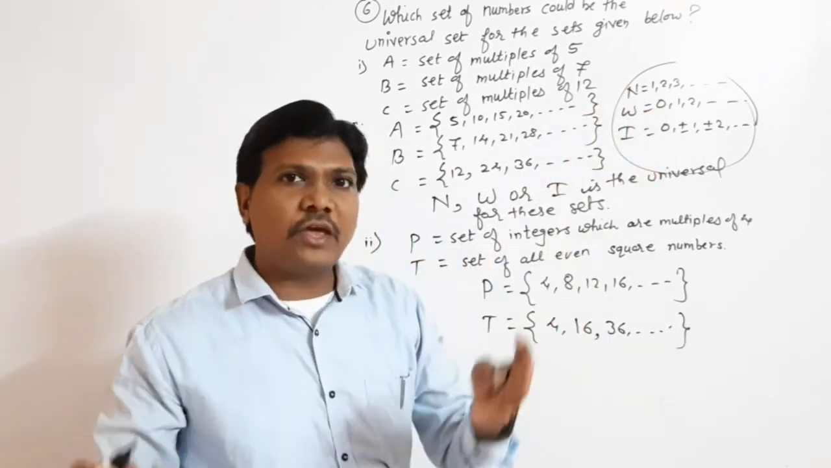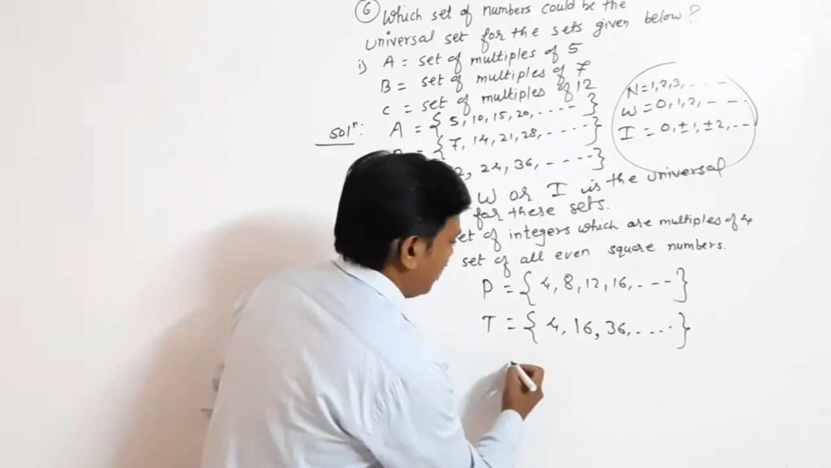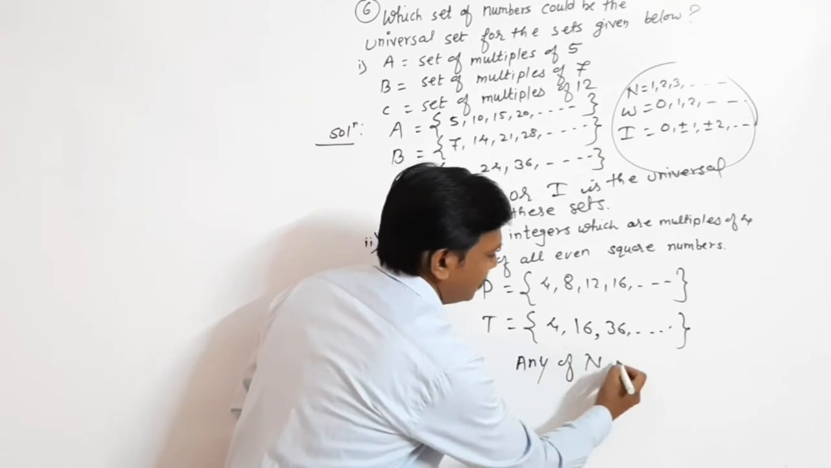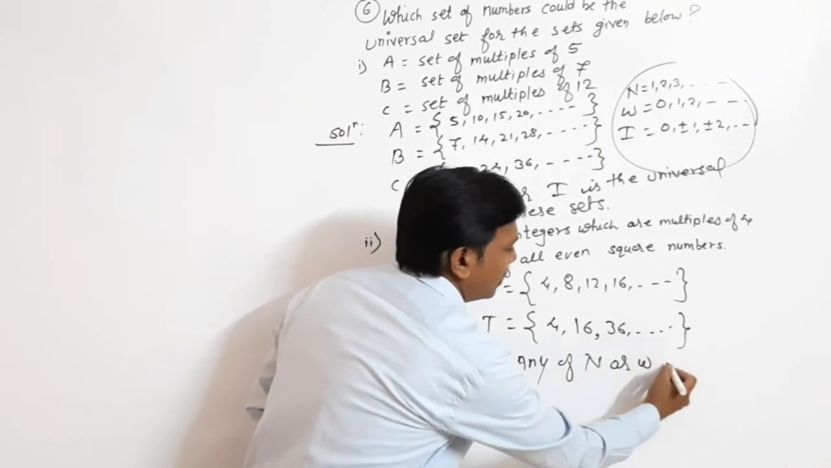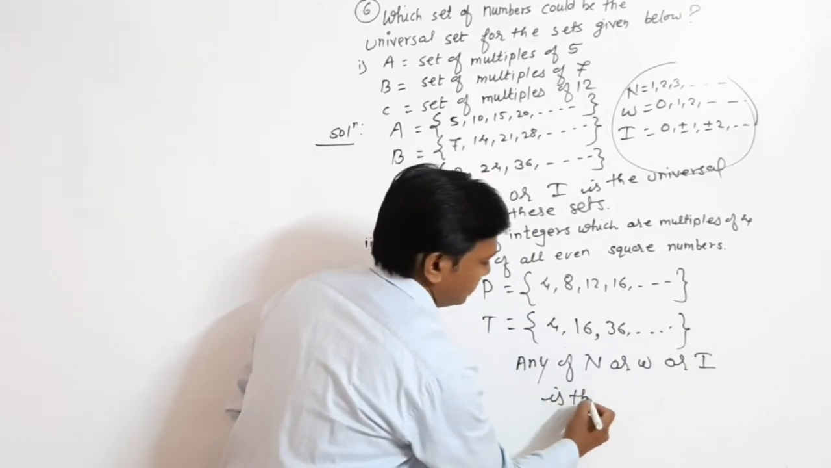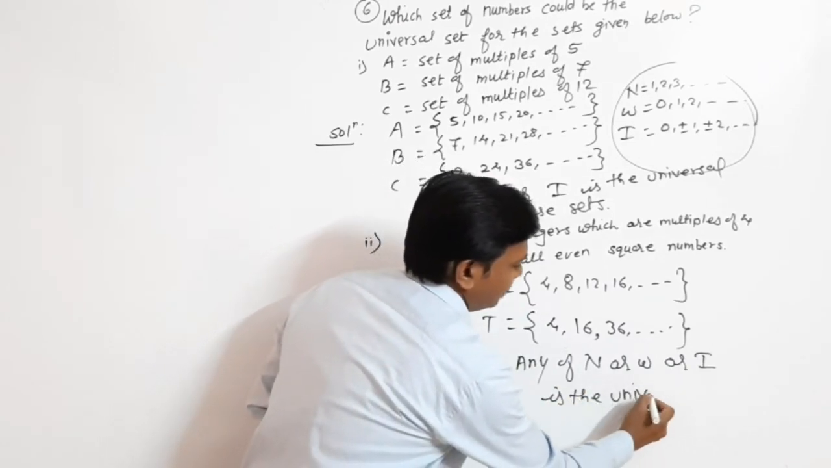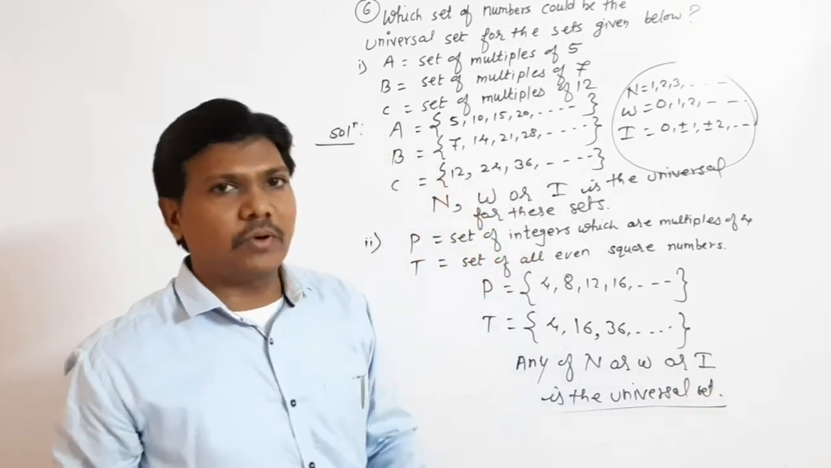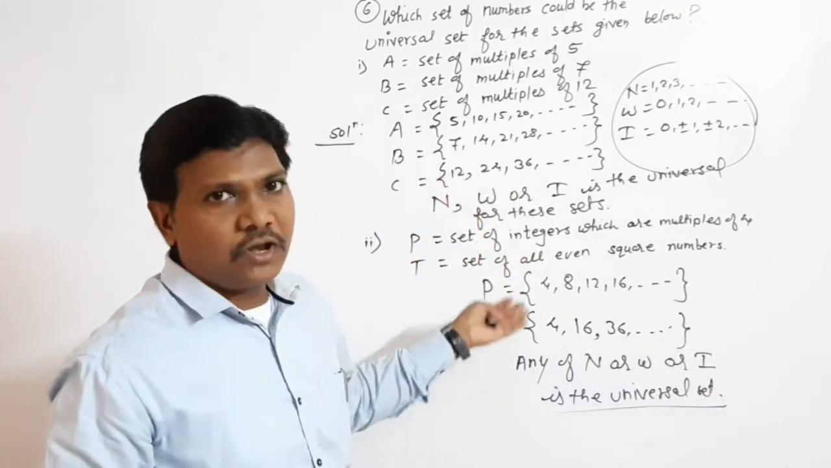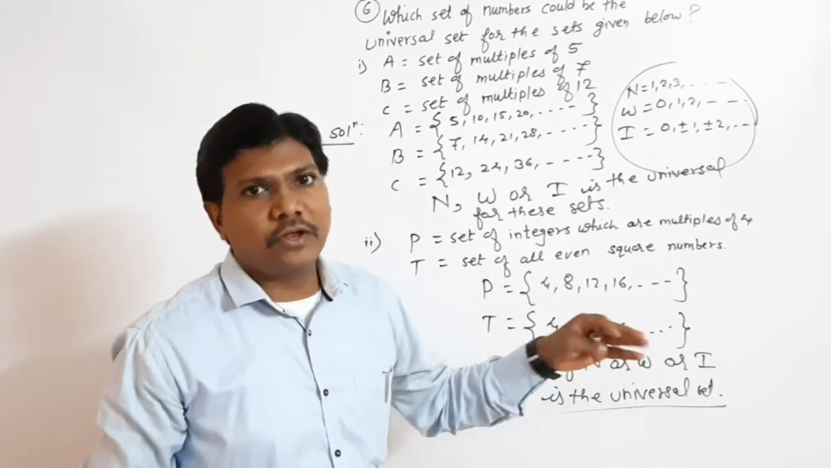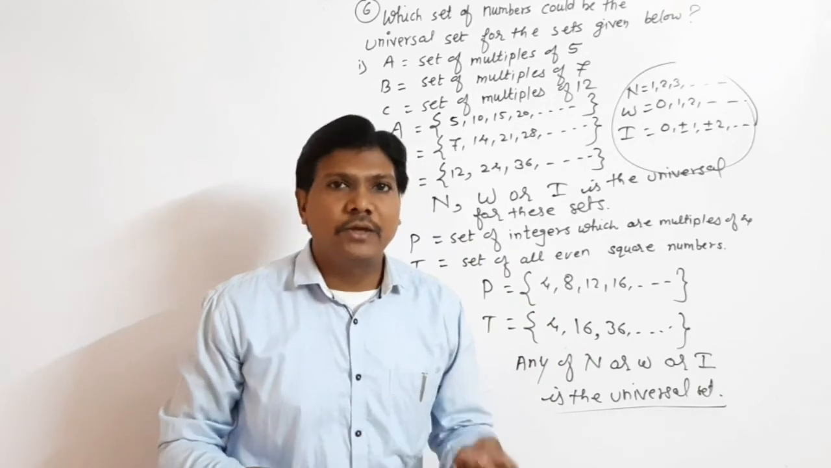So again the answer is any of natural numbers or whole numbers or integers is the universal set. Any one means you take here natural numbers, whole numbers or integers. So the answer is correct for natural numbers, whole numbers and integers.